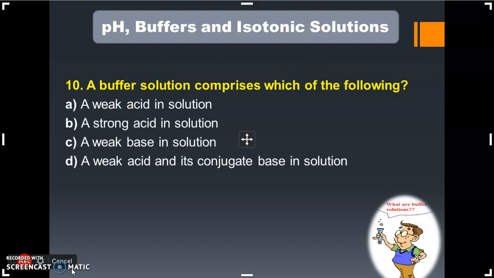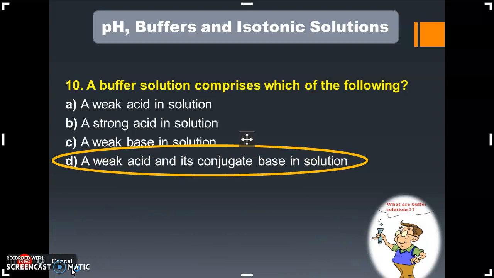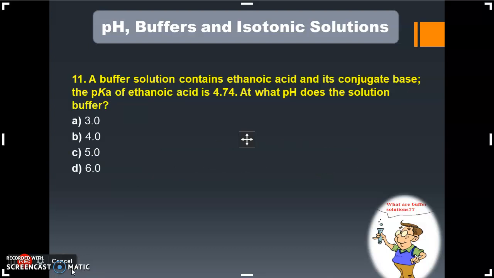Question number 10. A buffer solution comprises which of the following? A weak acid in a solution, a strong acid in a solution, a weak base in a solution, or option D, a weak acid and its conjugate base in the solution. As we all know, a buffer is a weak acid and its conjugate base in the solution. So option D is the correct one.